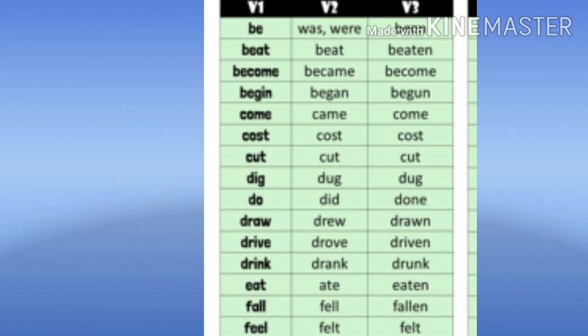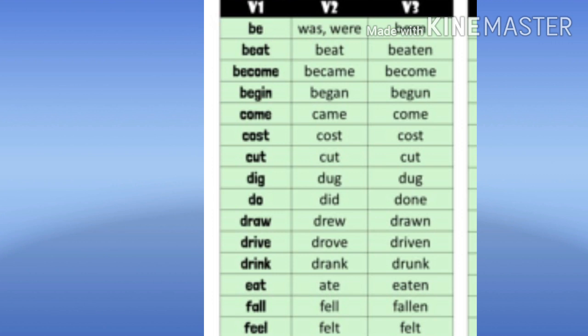See the next word, that is cost. Here all the three forms are same. Present form is cost, past form is also cost, and past participle form is also cost. In the same way, cut. All the three forms are same. Next word is dig. Here the past form and past participle form are same, that is dug. Next word is do. Past form of do is did. Past participle form is done.